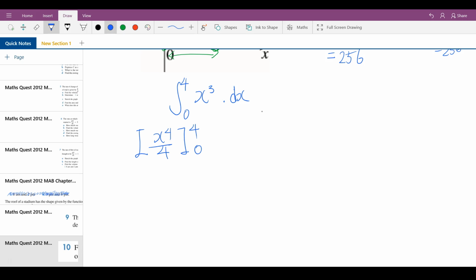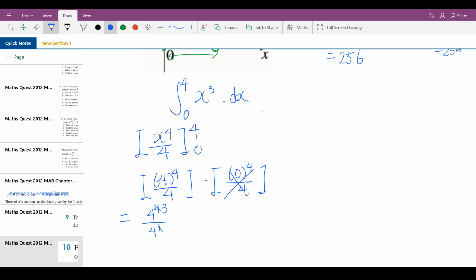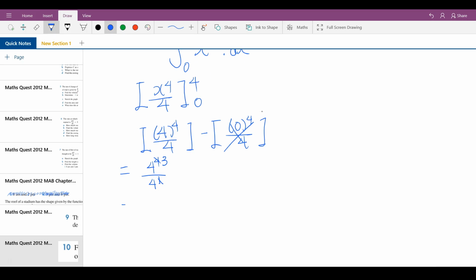So we just have to write out the whole thing: 4 to the power of 4 over 4, minus 0 to the power of 4 over 4. Now we know this bit is just 0. Now, this thing's interesting here: 4 to the power of 4 over 4 is just 4 to the power of 1 in the denominator. So with your index law, when you divide the same base, you can take away the powers. So it becomes 4 to the power of 3. That's the area.